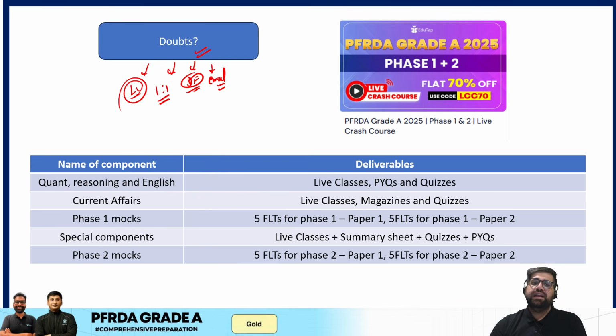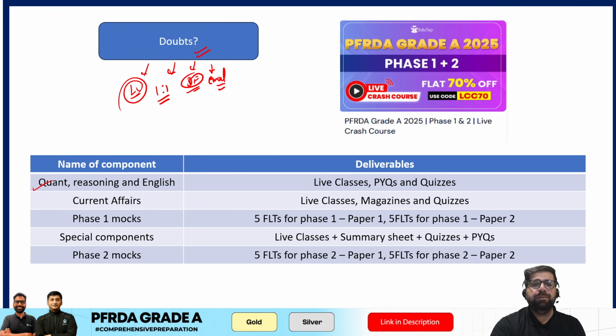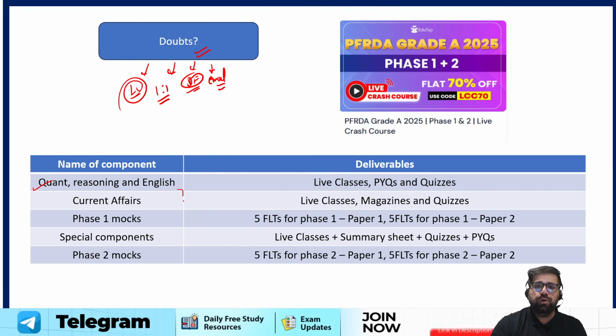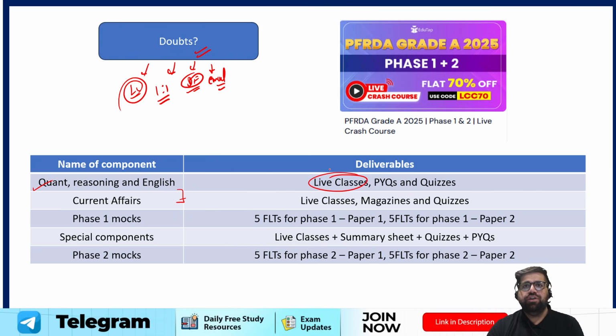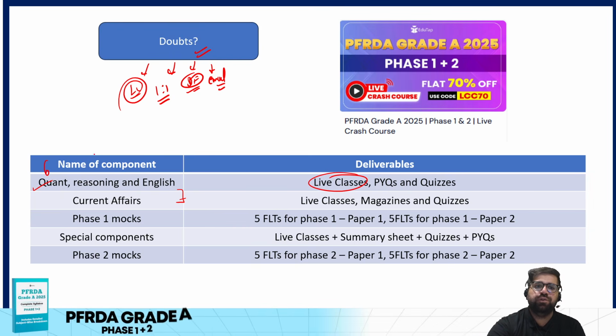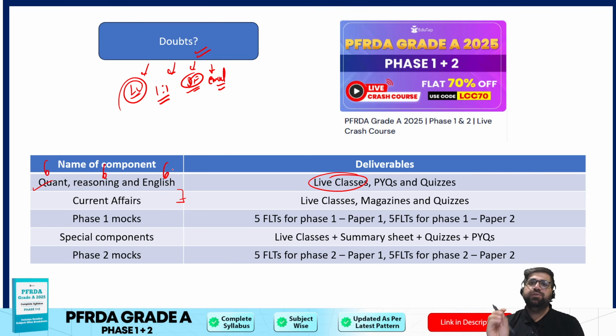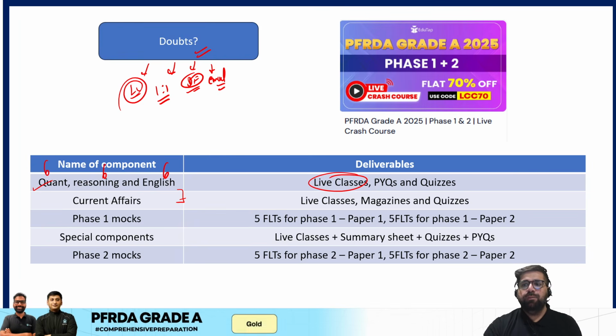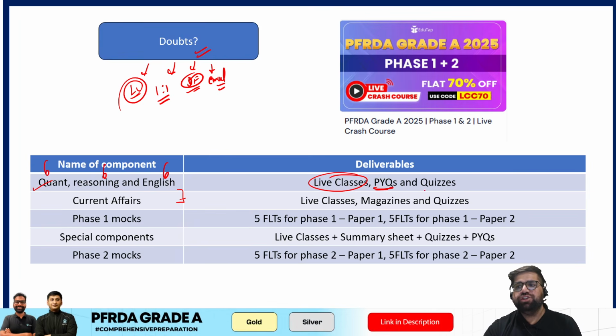First of all, for your Phase 1 Paper 1 component, which is your QRE plus current affairs, you are getting live classes for quant, reasoning and English: 6 live classes for quant, 6 for reasoning, 6 for English, which will help you score well in the PFRD Grade A Phase 1 Paper 1. Moreover, you are also getting previous year questions and quizzes if you purchase this particular course.